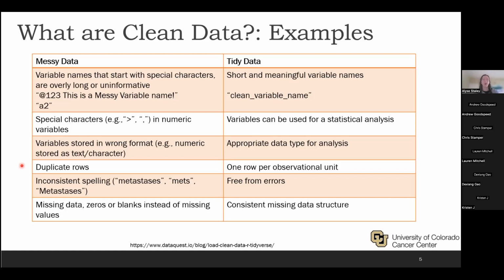Messy data may have a lot of other problems as well. For example, there might be duplicate rows as opposed to one row per observational unit. And in character variables, there may be issues with inconsistent spelling of the same category. Tidy data, on the other hand, is free from these errors. Another example of messy data has to do with missing data. For example, you may have zeros or blanks instead of missing values, whereas tidy data has a consistent missing data structure throughout the entire data set.